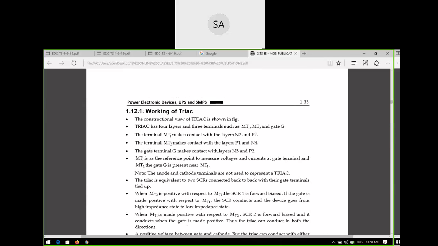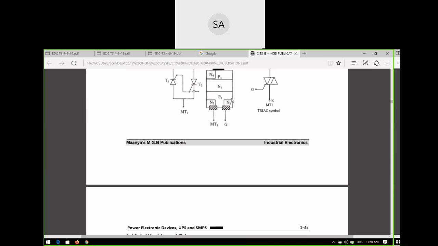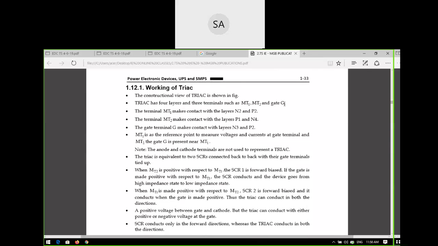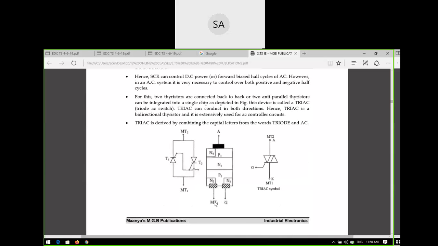If the terminal MT1 makes contact with the layers N2 and P2, and the gate terminal G is present in the N3 layer, N3 means it is layer 3. They can be interchangeable, positive to negative in one cycle, negative to positive in the other. So in the place of the anode, you replace it with MT2. Okay, so you can replace the A with MT2.